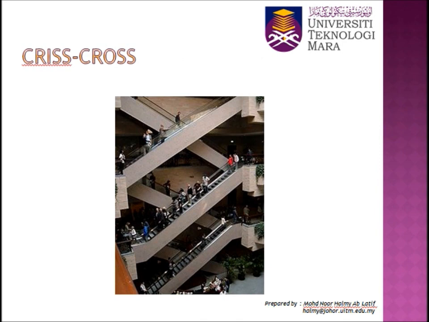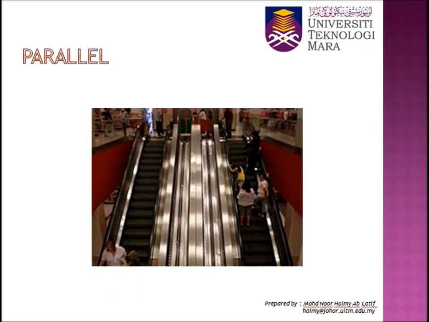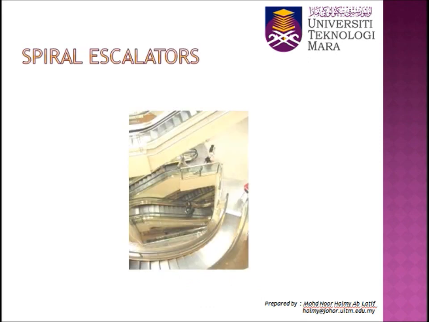Okay. And criss-cross. Masuk criss-cross. Ni selalu nampak dekat mall kan. Satu turun, sebelah sini naik. Yang ni turun. Yang ni naik, sebelah dia turun. Ada cross, bentuk cross kat situ. Shopping mall selalu guna criss-cross. Okay. And then, di samping tu ada juga parallel. Okay. Selari. Biasalah ni, dah biasa tengok kan. And then spiral. Spiral ni, saya tak pernah jumpa lagi di Malaysia. Okay. Saya tak pasti ada kat mana kalau kat Malaysia ni.